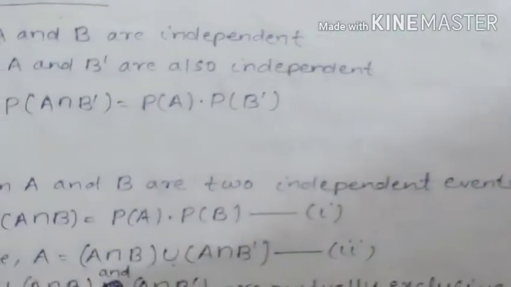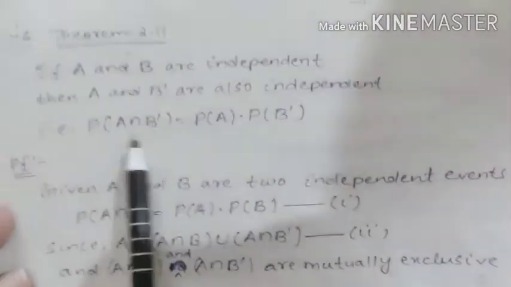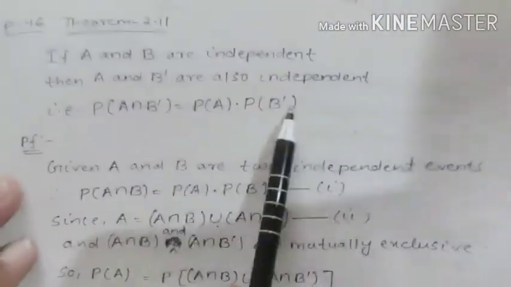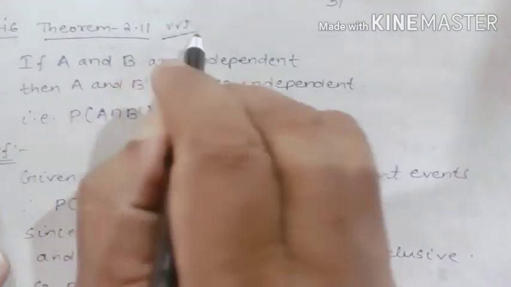And for the exam, if A and B are independent, then we have to prove A and B dash are also independent. P(A ∩ B') = P(A) × P(B'). Very, very important for the exam. In this way, we have to prove this.